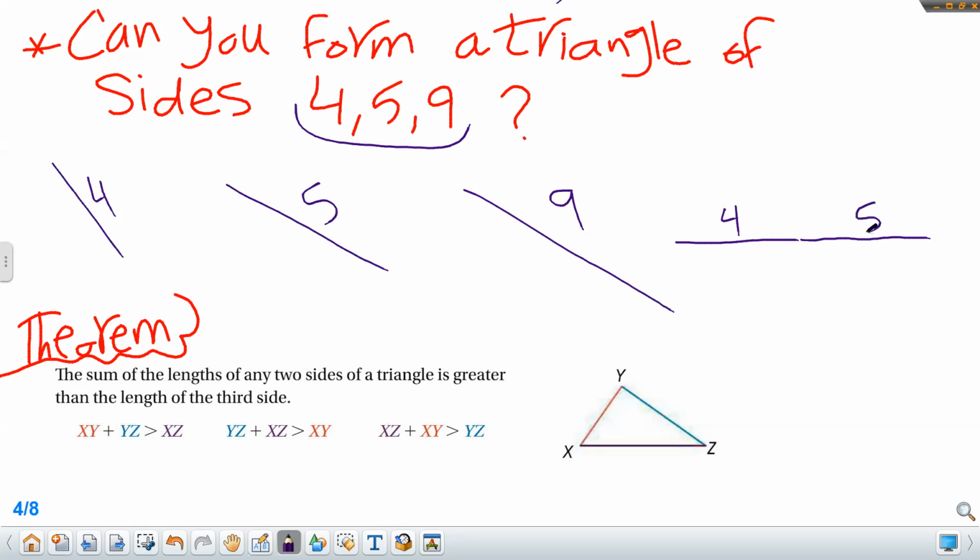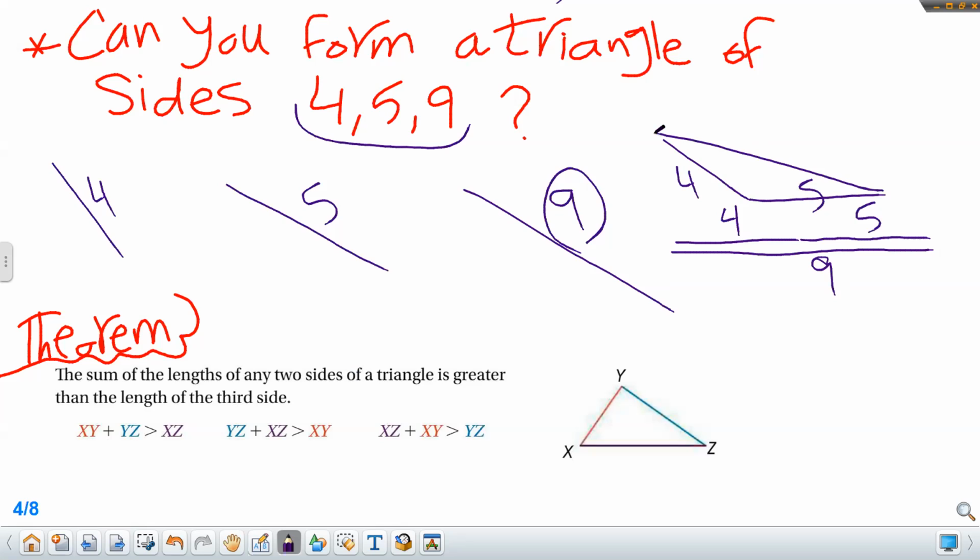Okay, so the third one is what? 9. So I have to put it in the same straight line like this to be 9, right? Because if I put 4 like this and 5 like this, for example, then the third side is impossible to be 9, right? But is this figure called a triangle? Not really. Okay.